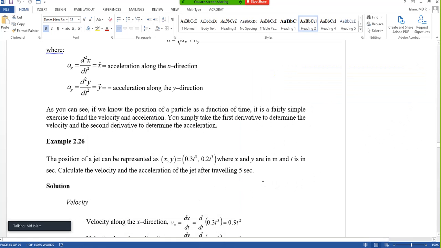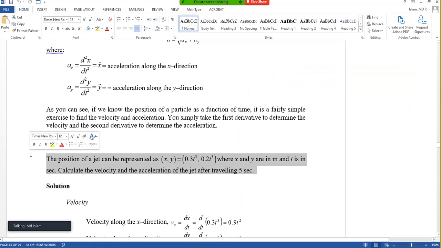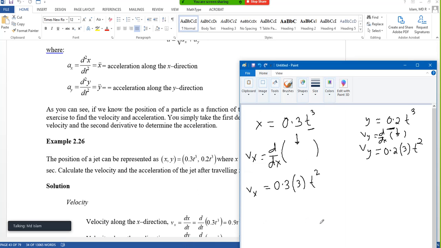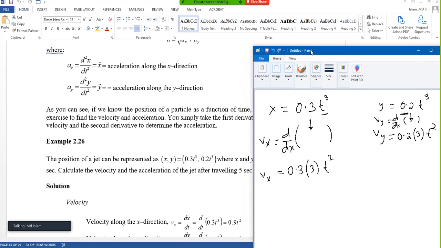Okay, so what we are doing, we are solving this example. It is a curvilinear motion and we are solving using the rectangular component method, or Cartesian coordinate system, or XY coordinate system. So x and y are given, how to find the combined velocity? We will take the derivative of the x component, that will be our velocity in the x direction. Whatever y is given, we'll take the derivative, we will get the y component of the velocity. The question is asking for velocity after 5 seconds.